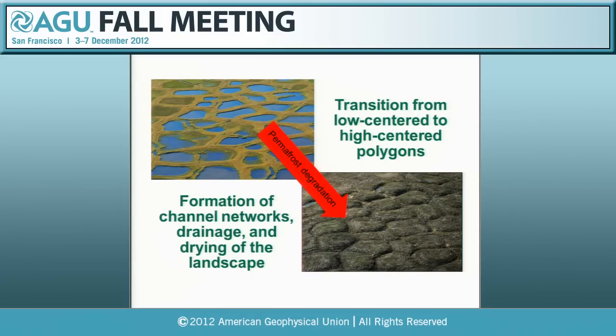And then a real strong motivation for our project is the transition from low-centered to high-centered polygons that could take place on the North Slope of Alaska, the formation of preferential drainage network channels, and a drying of the landscape, and then a cascade of consequences that that might have for biogeochemistry, biophysical feedbacks to climate, vegetation dynamics.